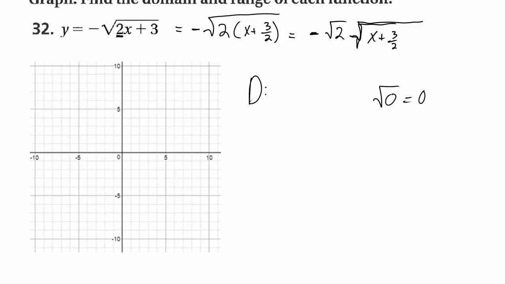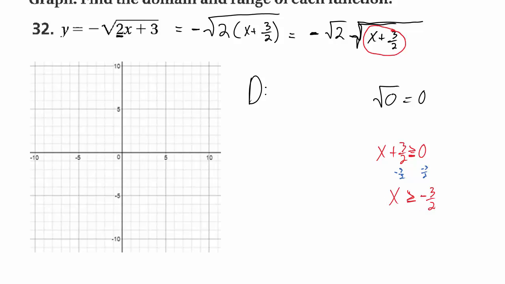So if you just remember that whatever is inside your radical can be 0, you can find the domain without pulling the 2 out, if that's awkward for you. You can just say, oh, well, I know that x plus 3/2 is equal to 0. That's the minimum value, it has to be bigger than or equal to 0, because you can take the square root of 0 and you can take the square root of positive numbers. So if you solve for this, subtracting 3/2, you get all numbers that are bigger than or equal to negative 3/2.